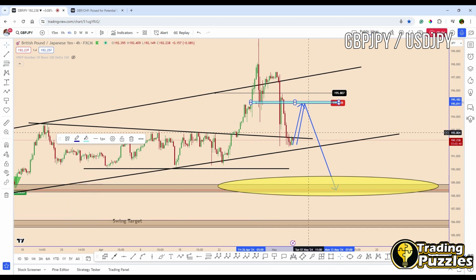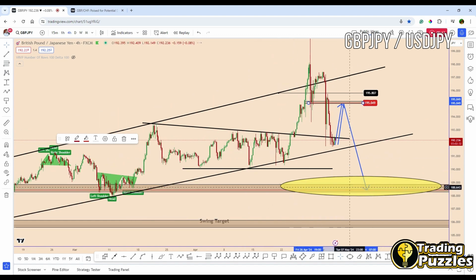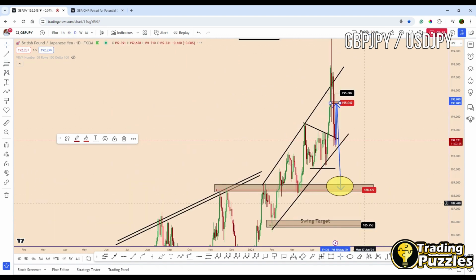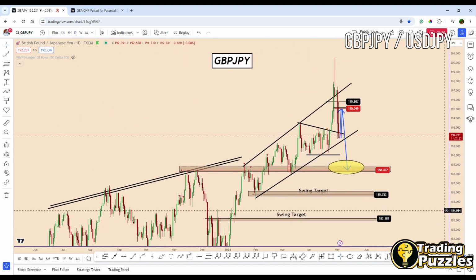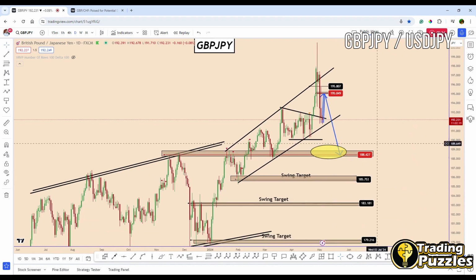So it is all about the market intervention from the Bank of Japan rather than the technical analysis. However, this is the minimum balance that I'm looking at. If the price will move down, you can look at this as a target zone if the price will move down here.